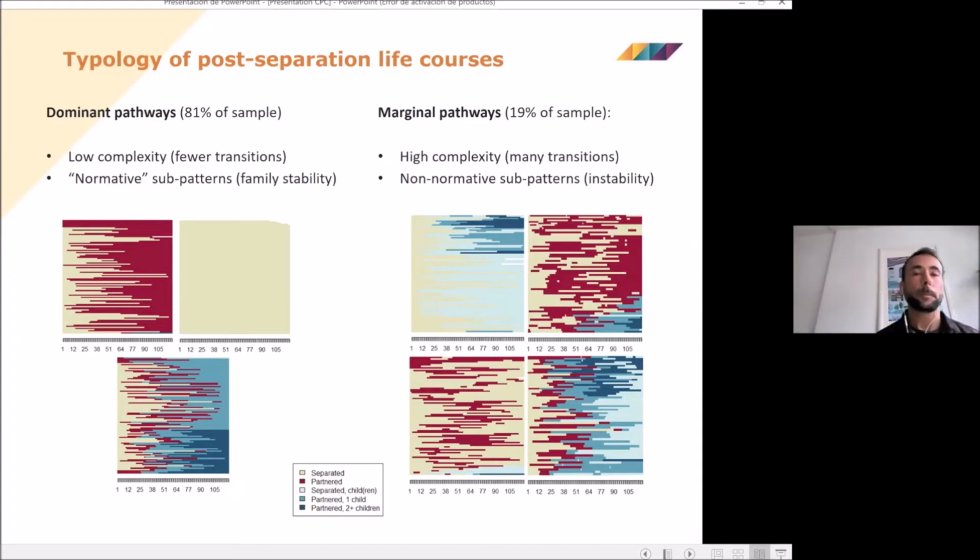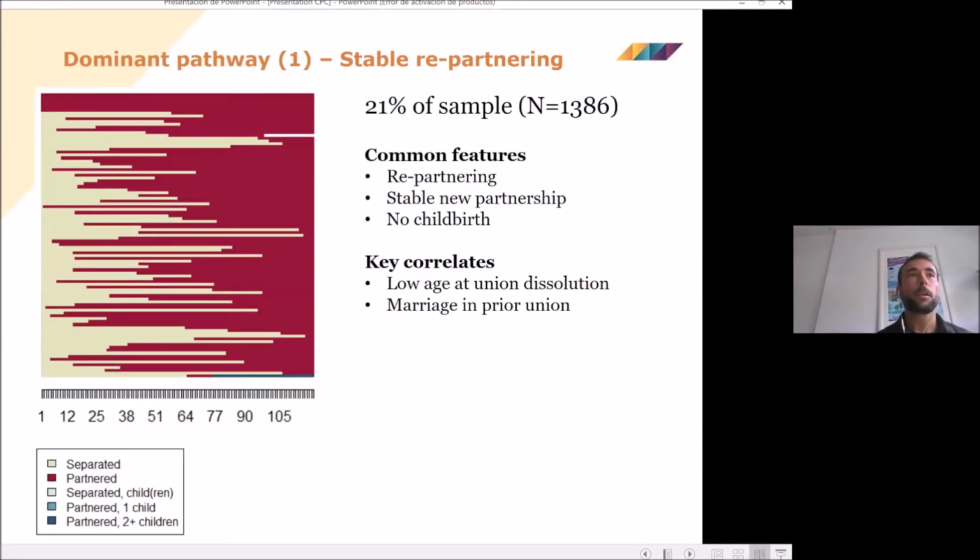socio-historical context variation. All right, so first of all, mention here that this illustration that you see here is a representation of the individual sequences that have been clustered together, resulting in this pathway. This pathway is one of the dominant pathways, and we have labeled it as a stable repartnering because it features repartnering sometime after union dissolution, no disruption of the new partnership, at least by the end of the observation window, and additionally, there is no childbirth, so there is no fertility here observed.